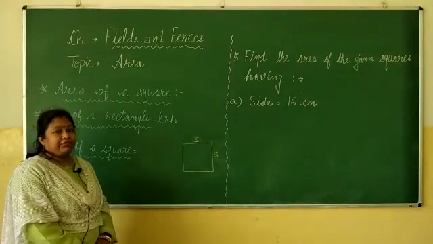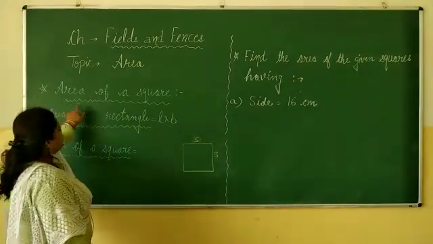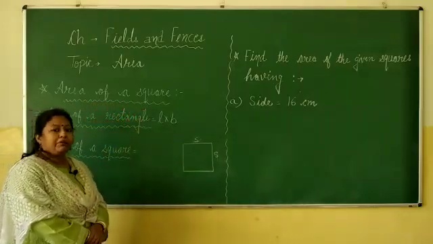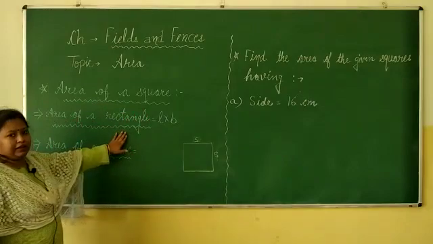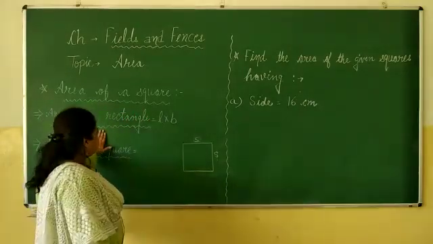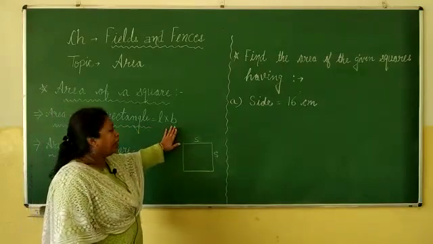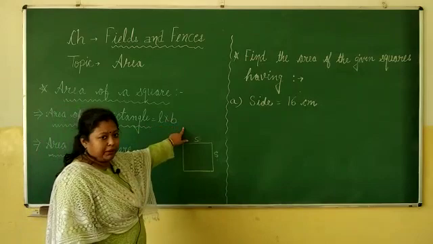Today our chapter is Fields and Fences. In this, our topic is area of a square. In the previous video we have already learned area of a rectangle and its formula: how to find the area of a rectangle using the formula L into B, or we can say length into breadth.